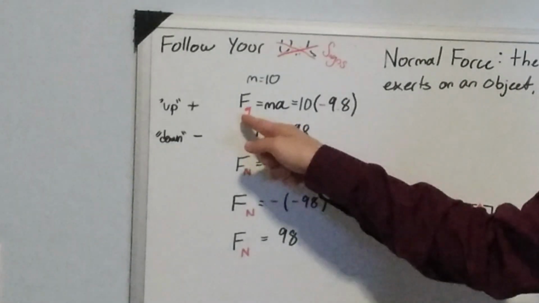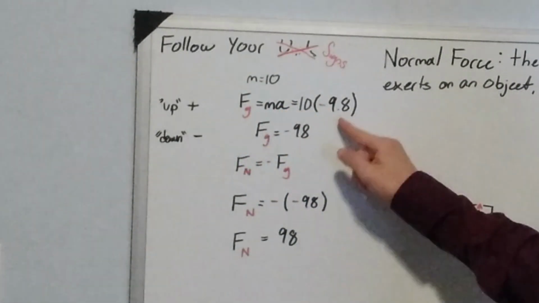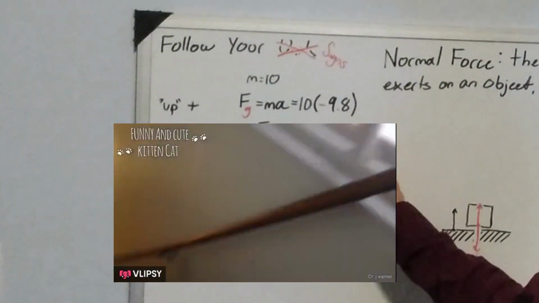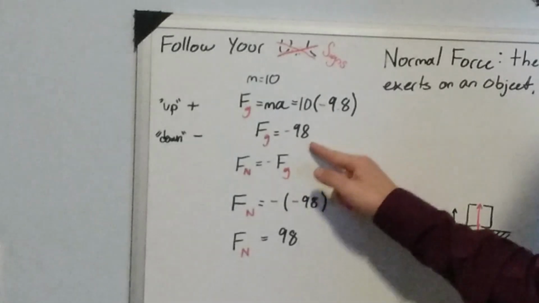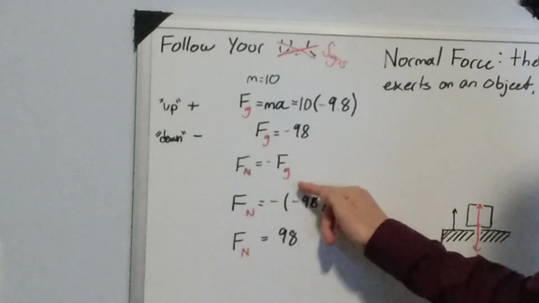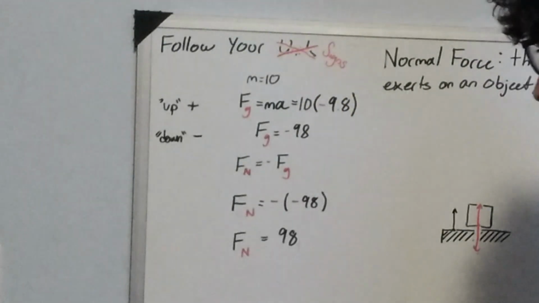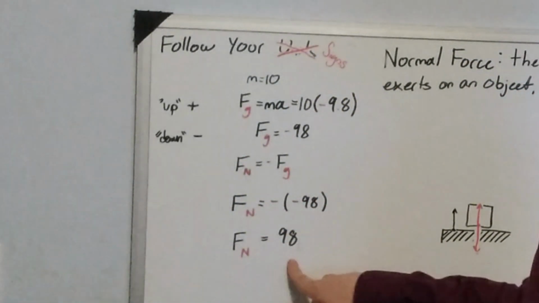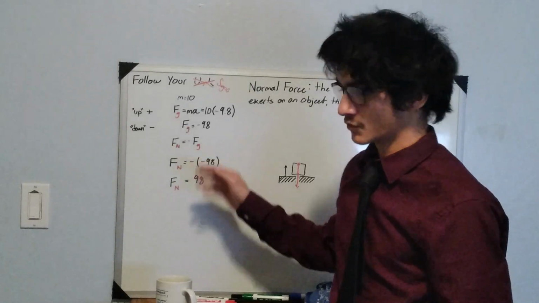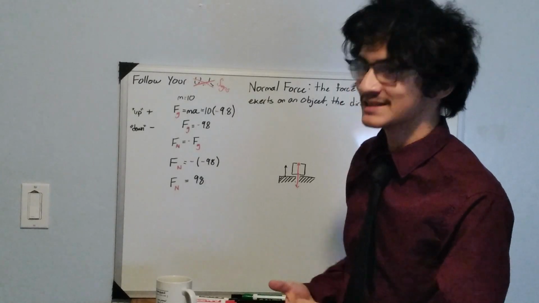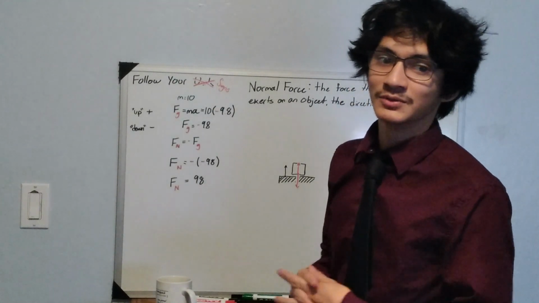We know that the force of gravity is mass times acceleration. And we know the acceleration of gravity is down, so the acceleration of gravity is negative. And we know that the normal force is equal and opposite to the force of gravity. So the normal force is positive, which means that the normal force is upward. It just makes sense if you follow your signs and follow your units.